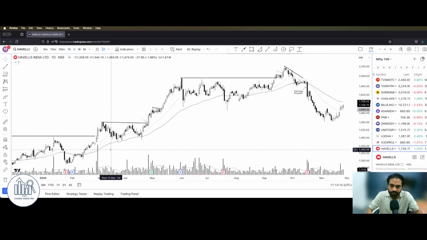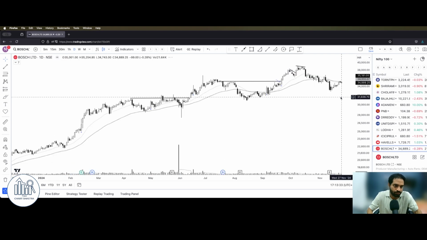Havells, same like ABB, had a spectacular rally in the beginning, but in the earnings, it has disappointed. The expectations were very high and the stock reacted very badly. It is trying to recover now. Let's see if these levels get respected and it moves up.